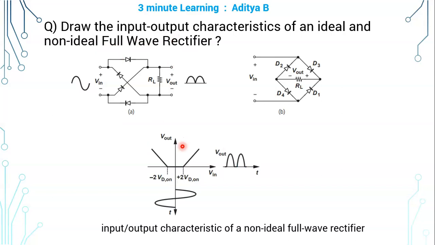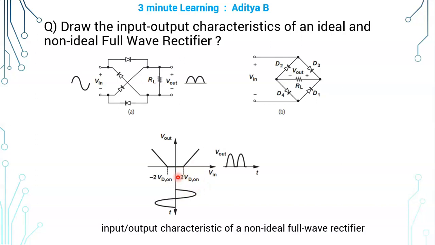Coming to non-ideal diodes, the diodes will be on not immediately at 0, but after a 1 diode drop. But in a bridge rectifier, each time 2 diodes will be on. That is, during the positive half cycle, D3 and D4 will be on. During the negative half cycle, D1 and D2 will be on. So there will be 2 diode drops in the transfer characteristics or input-output characteristics.